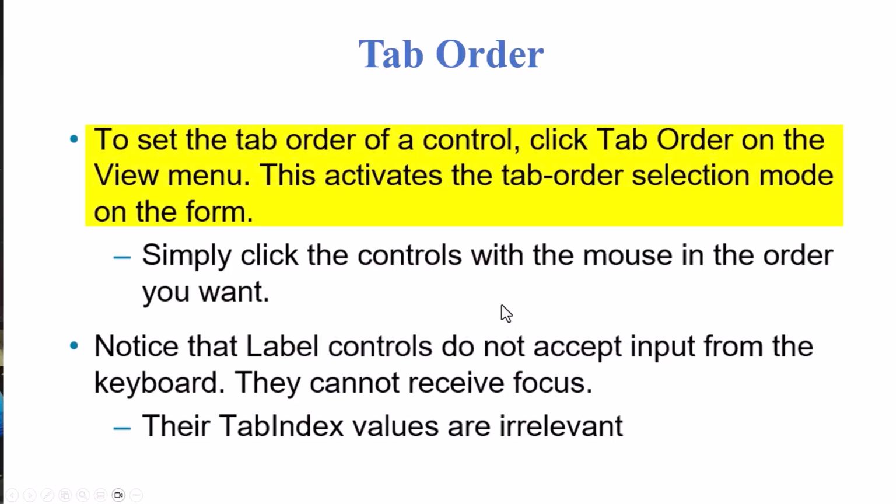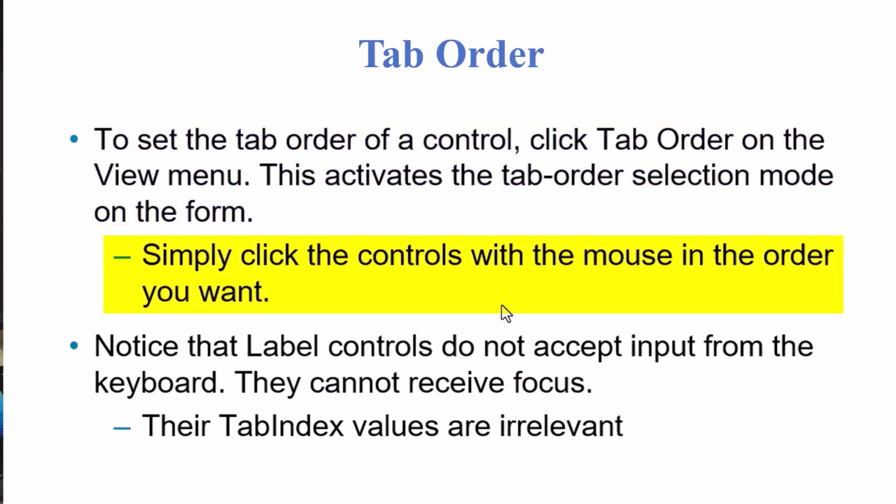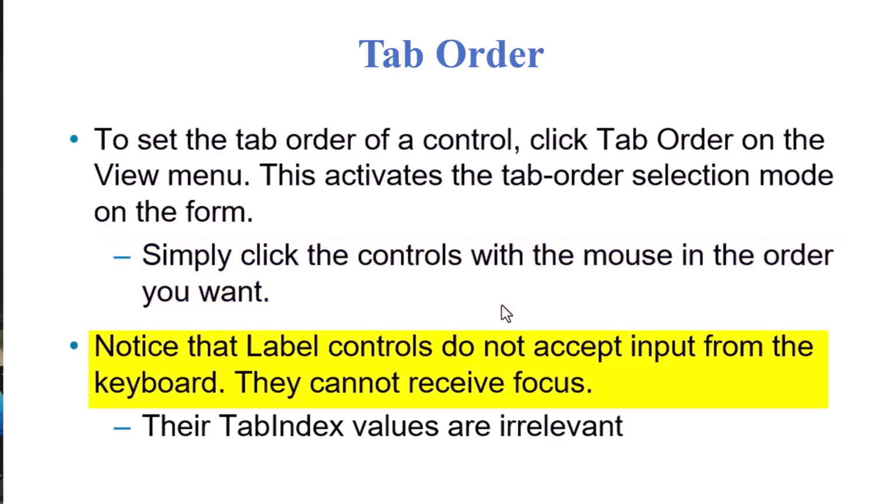To set the tab order for controls, click Tab Order on the View menu. This activates the tab order selection mode on the form. Simply click the controls with the mouse in the order you want. Notice the label controls do not accept input from the keyboard. They cannot receive the focus. Their tab values are irrelevant. Consequently, a label could have the same tab index as a text box, for example. The label will be ignored.